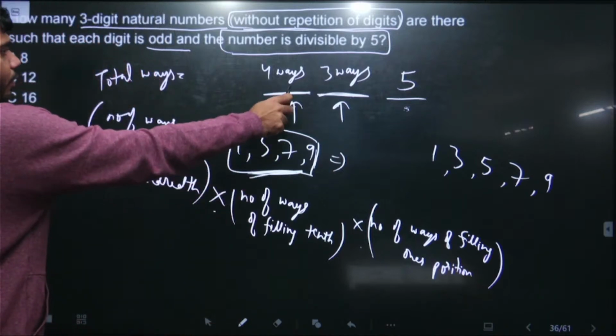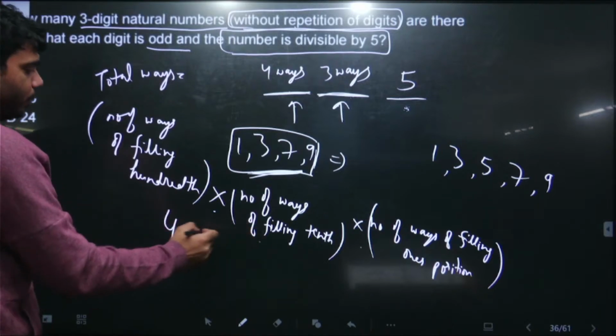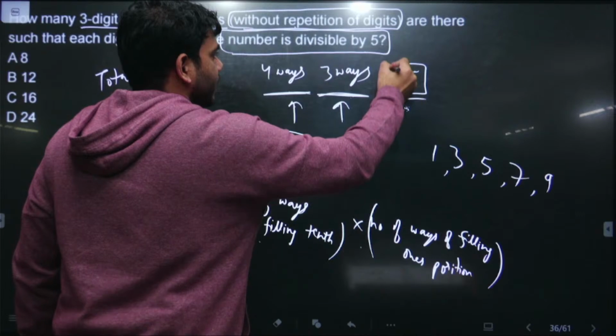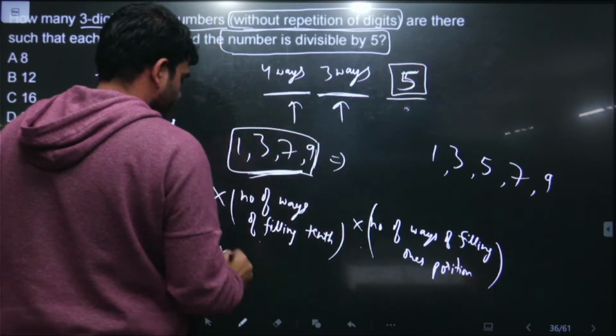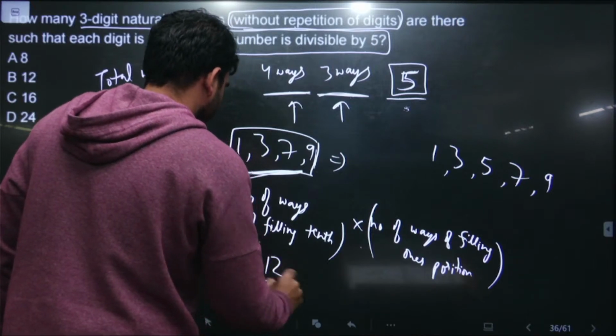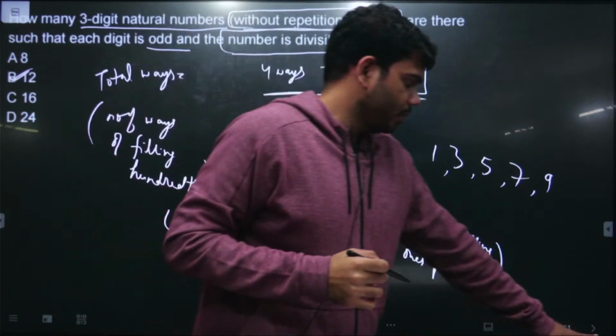So the total number of ways of filling the 100th position is 4, and the total number of ways of filling the 10th position is 3, and obviously here only 5 can be there. A single digit 5 is possible only there. So the total number of ways of filling the 1's position is 1. So total possible ways is 12. So the answer is option number B, 12. There are 12 such possible ways.